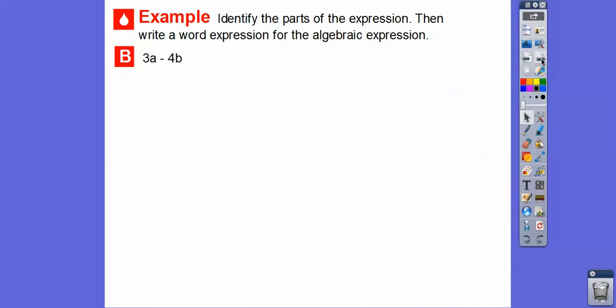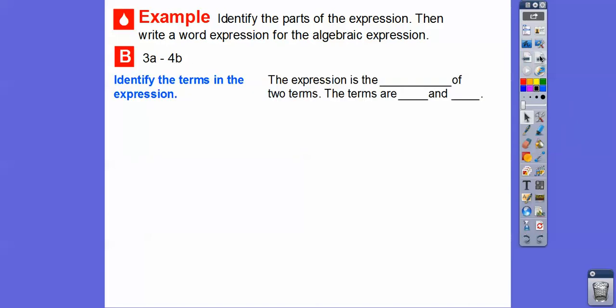All right, here's another one. So 3a minus 4b, okay? So here's two terms, 3a and 4b. Did I say minus b? 4b. Okay, so identify the terms in the expression. So the expression is the product again, or I'm sorry, the difference, sorry. So there's a minus sign right here, not a times. The difference of two terms, so the terms are 3a and 4b right there, okay?